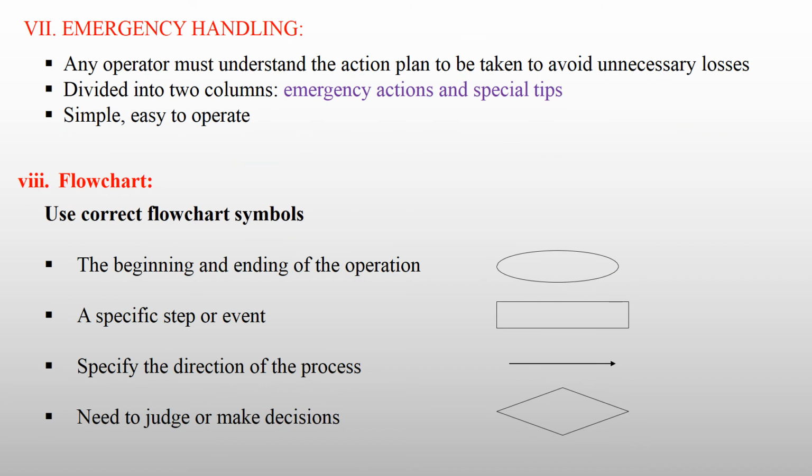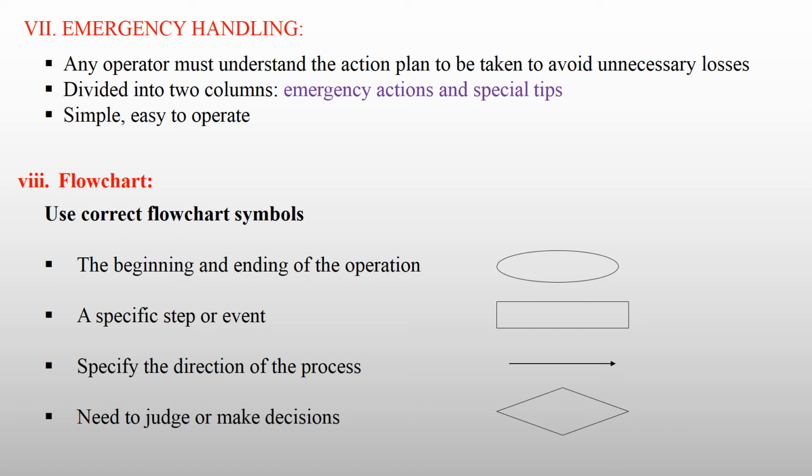Next is the emergency handling. In that, any operator must understand the action plan to be taken to avoid unnecessary losses. That should be divided into 2 headings. One is the emergency action and next is the special tips. These steps should be simple and easy to operate. For example, if there is a problem with any instrument, we should know how we can handle that problem. That should be mentioned in the SOPs.